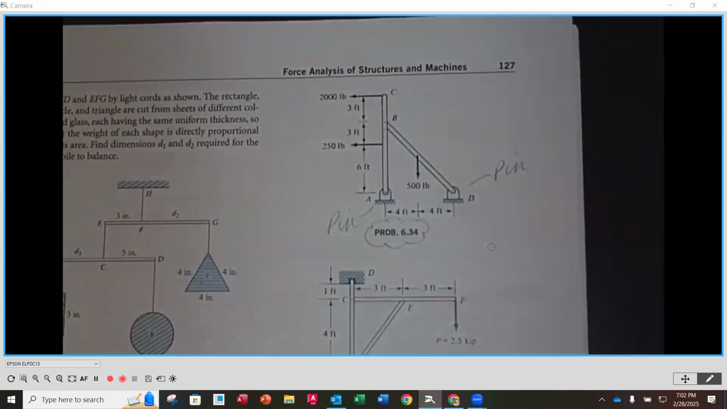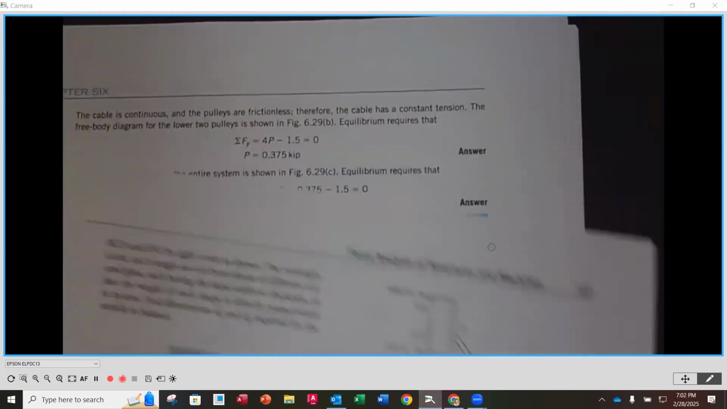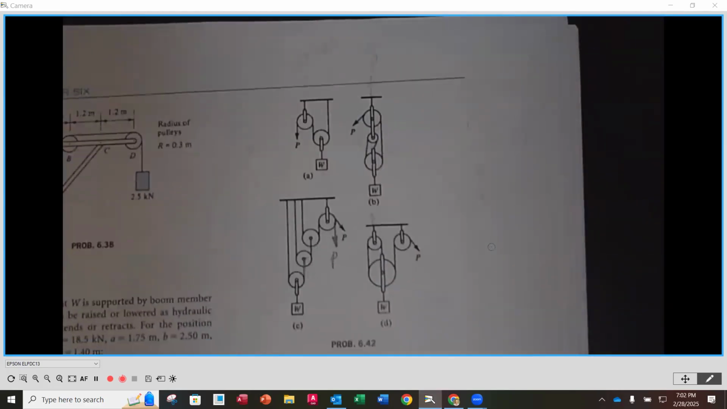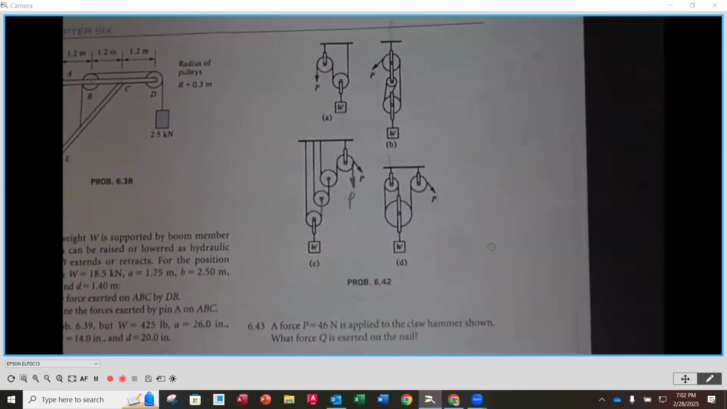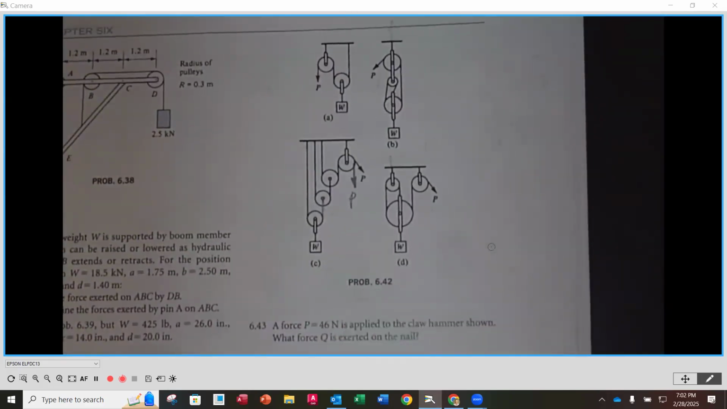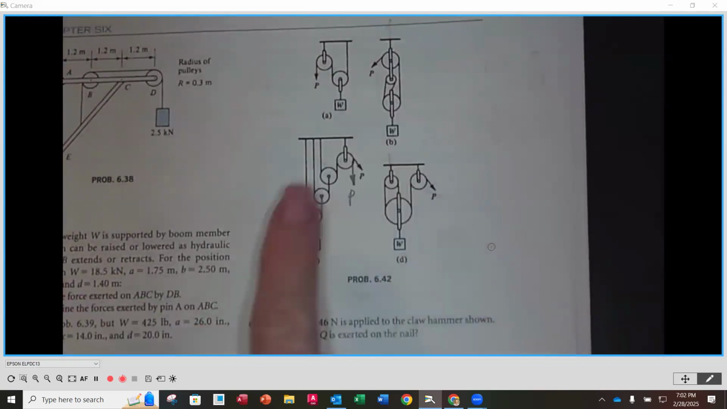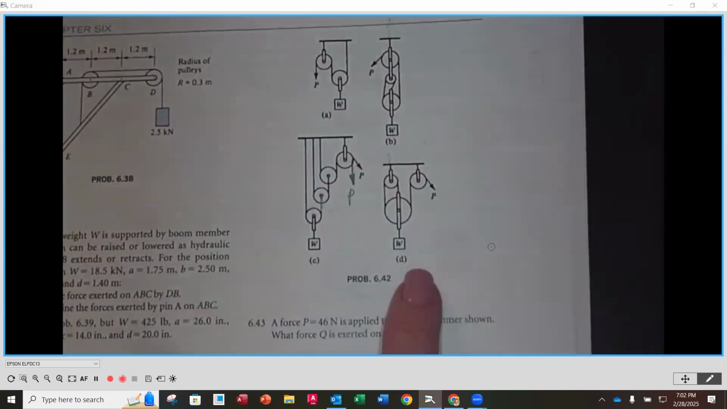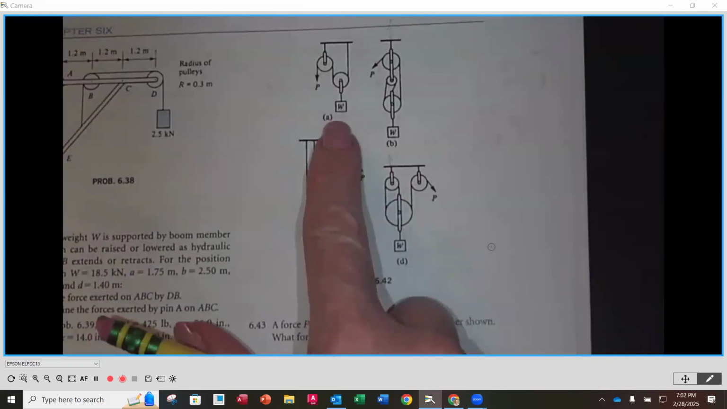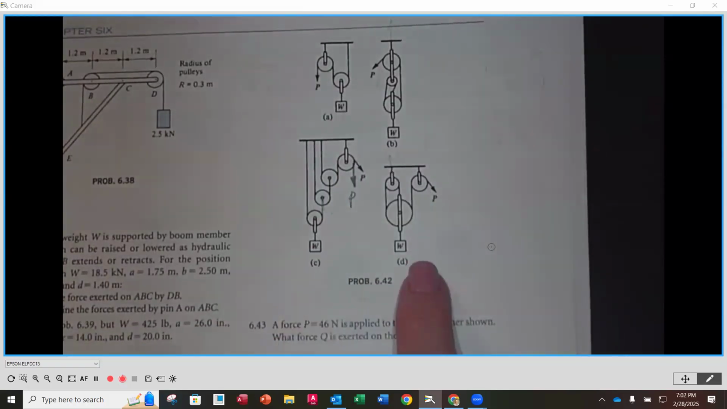The next problem that you have is going to be a pulley problem. The pulley problem is 642. Now, there's actually 4 parts to this, so you're going to do 4 pulleys, okay? So you've got A, B, C, and D, all right? Now, as we had done in the pulley problems, always start with your load, and your load is going to be the W in each one of these cases.